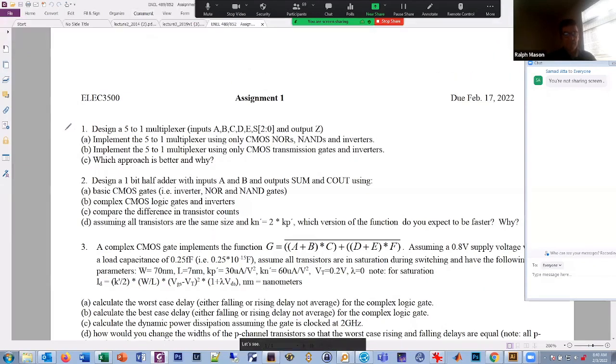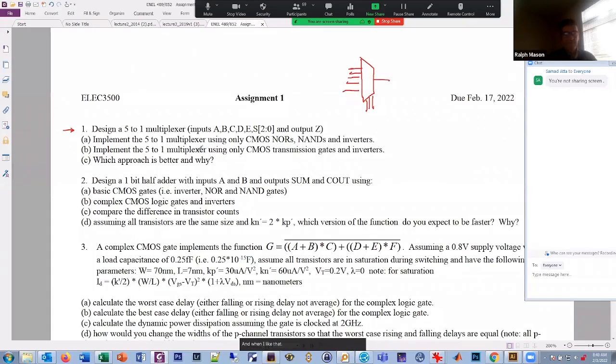Question 1 is design a 5-to-1 multiplexer with inputs A, B, C, D, E. It has control signals and an output Z. So this thing looks like this. It's a 5-to-1 mux. 1, 2, 3, 4. We'll need 3 control signals. Sorry, not 2. We need 2 for 4 inputs, but since we have 5 inputs, we need 3 control signals and 1 output.